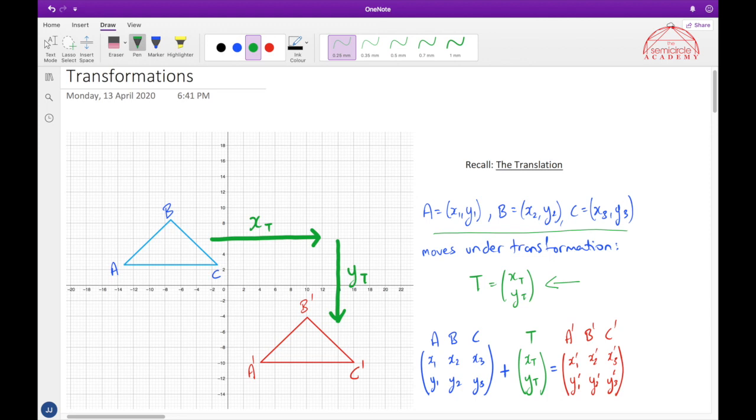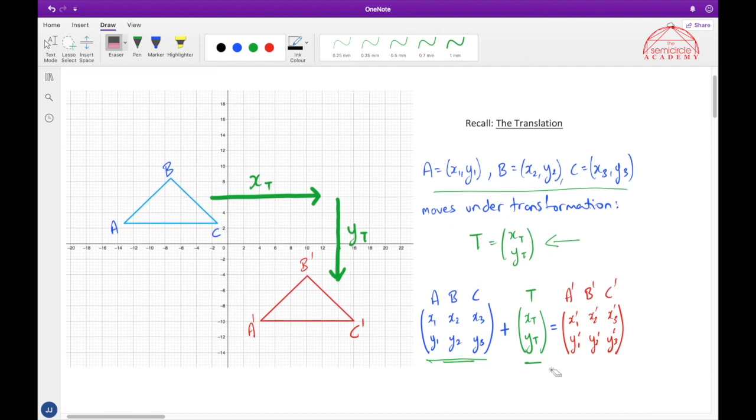And therefore, because of that translation, how do I work it? I put all of the points A, B, and C of the object into a matrix here, and then I simply add the translation to it, and I get the points of the image A prime, B prime, C prime in this matrix over here. So if you need a little refresher on translations, just check out the Matrices 1 video, where we talk a little bit more in detail about translations, and we do a couple of exercises and questions.